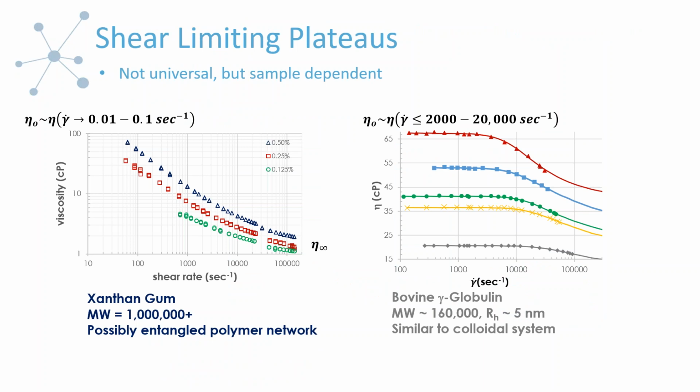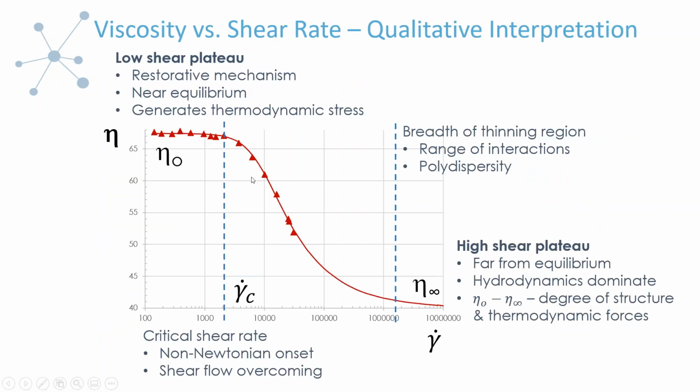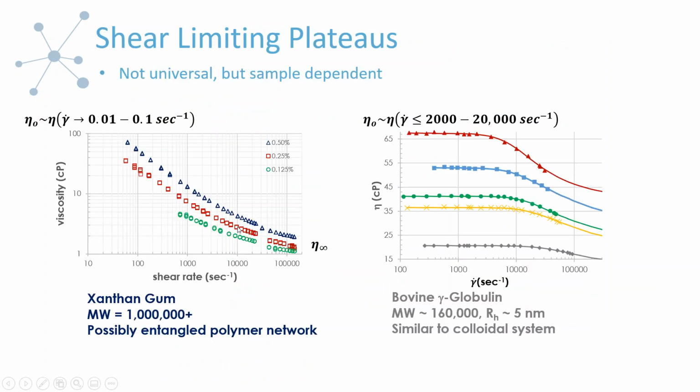And I just wanted to point out that there seems to be a misconception when someone hears the term zero shear limiting viscosity, they think that they have to be at a zero shear rate. But this is not true. So as you saw on the previous slide, we were seeing the onset of shear thinning somewhere around 2,000 inverse seconds.